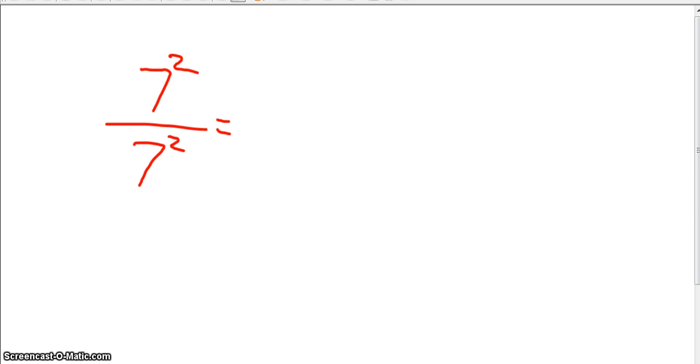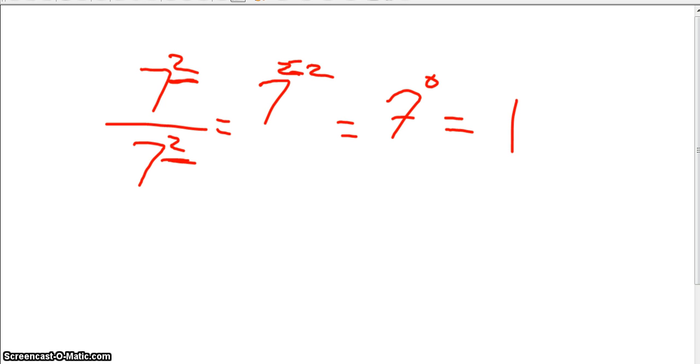So if we apply the rule of quotients here, we would say we have the exponent 2, subtract the exponent of the denominator, right? So what is 2 minus 2? 7 to the 0 power. And this is why 7 to the 0 equals 1, because we know any real number divided by itself equals 1, except for 0, 0 is our special case. You may not divide by 0.